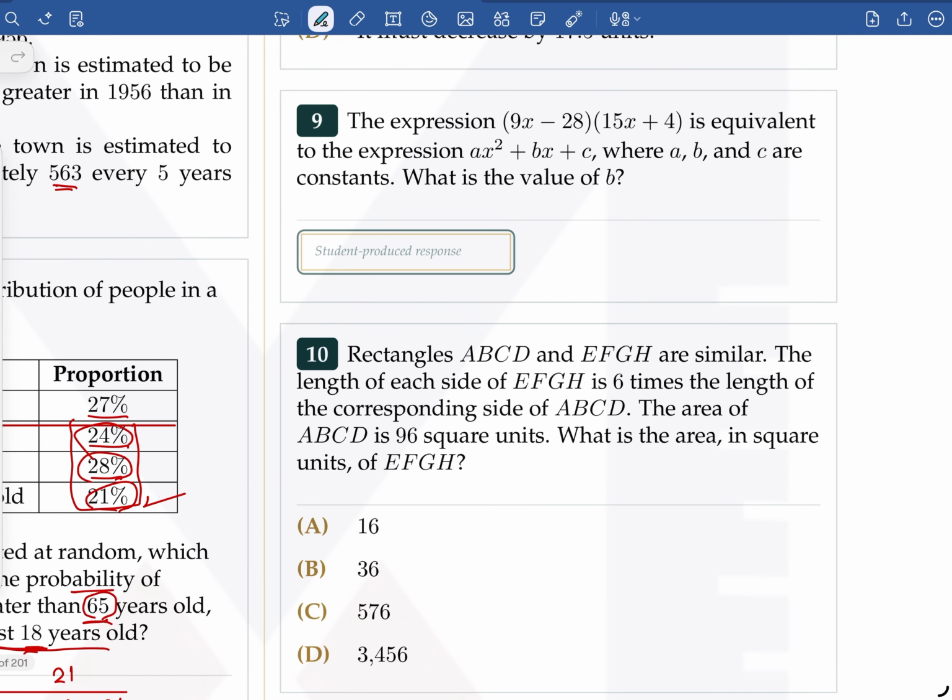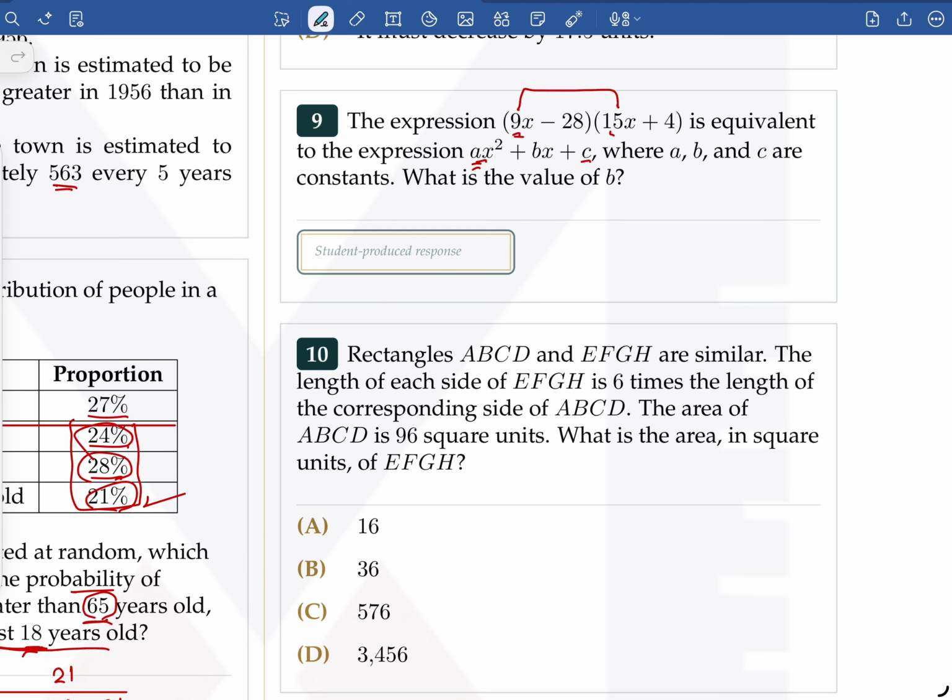Okay, question number 9. The expression 9x minus 28 multiplied by 15x plus 4 is equivalent to the expression ax squared plus bx plus c, where a, b, and c are constants. What is the value of b? Guys, here, if you want to calculate only b, you need to know where b comes from. Here, a, how can we recognize a? A comes from the first multiplied by the first. If I ask you about the value of a, just write 9 times 15. 9 times 15 is the value of a.